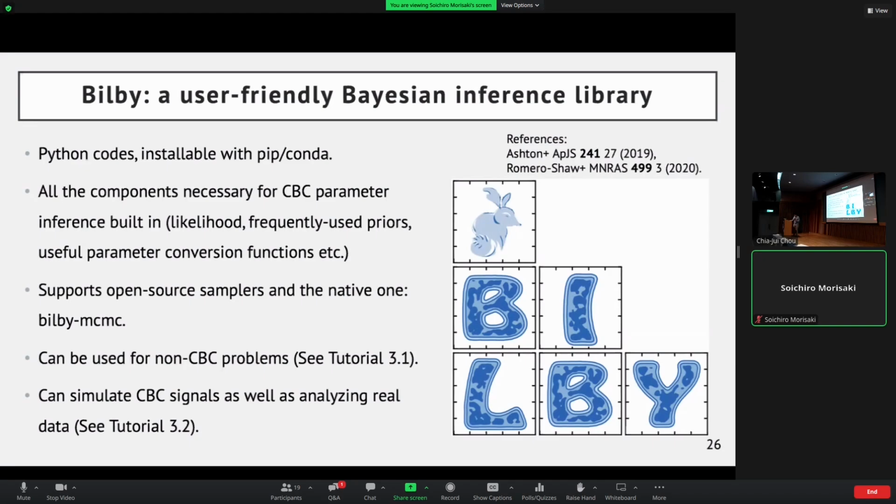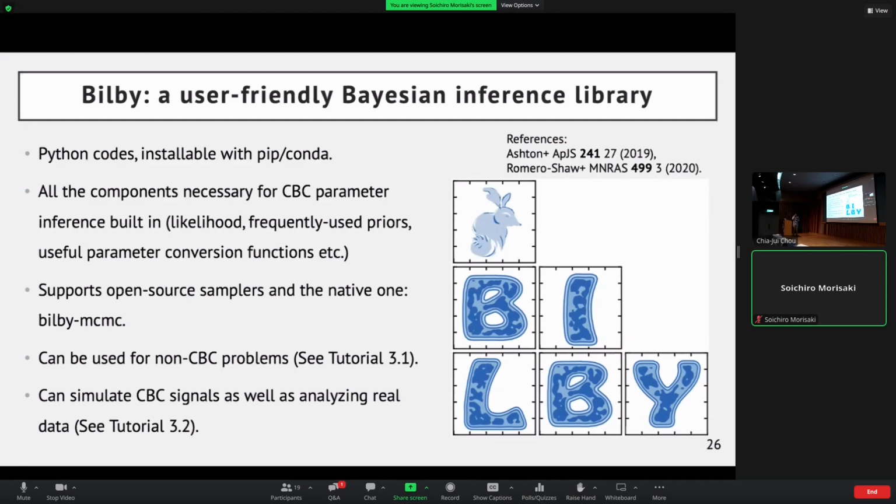So utilizing this, you can easily start the CBC parameter estimation. And this BLB supports many of the open source samplers, which I introduced in the previous slide. And BLB also has one built-in sampler named BLB MCMC. So you can use one of them to do your parameter estimation.